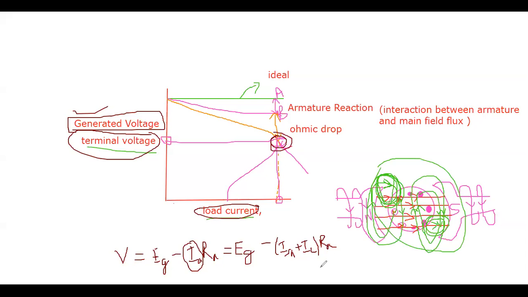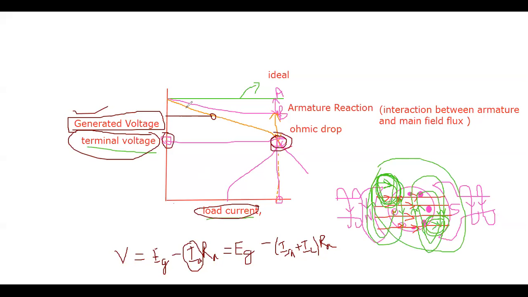Another important point here: the ohmic drop due to the armature resistance gives a lesser terminal voltage, right? So the conclusion is that the ohmic drop due to the armature resistance gives the lesser terminal voltage. See here, if I operate the machine at this point, what happens to the terminal voltage? The terminal voltage is higher when compared to this point, right?